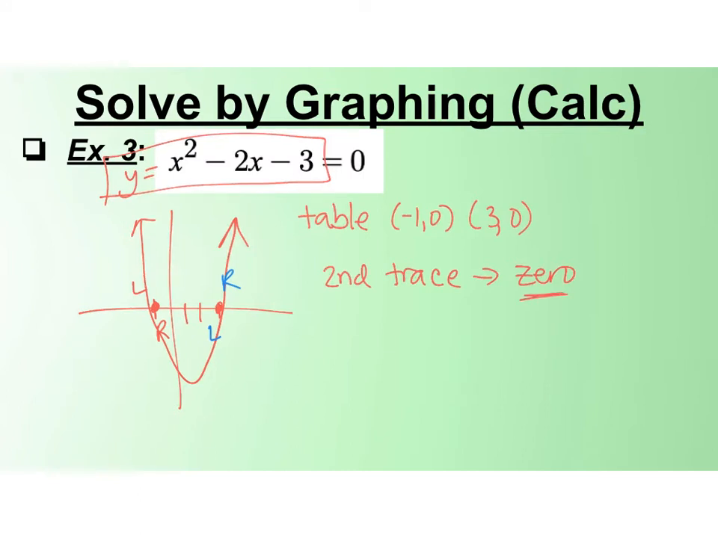So you can solve by looking at the table. That will work if it's integers. If it's not, then you have to rely on second trace 0, left, right, enter, and then it will tell you your x-intercepts.